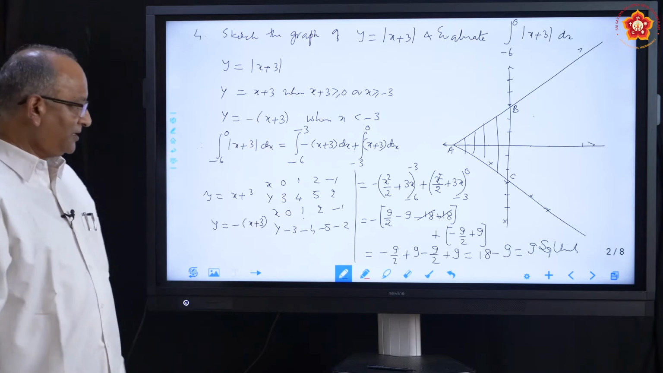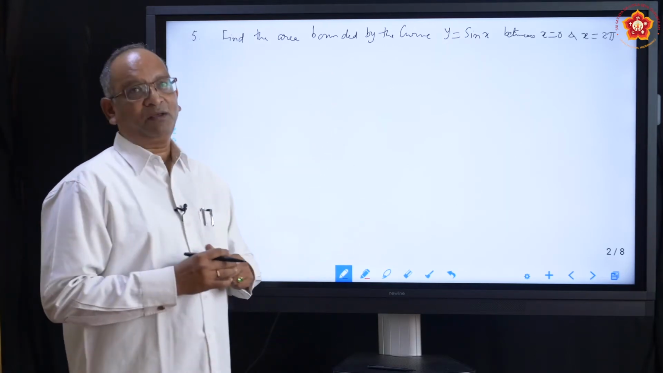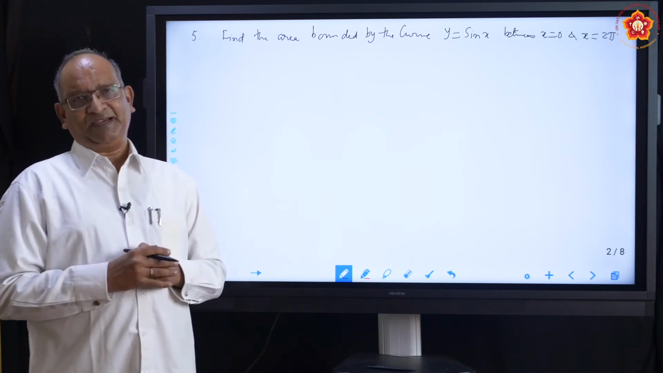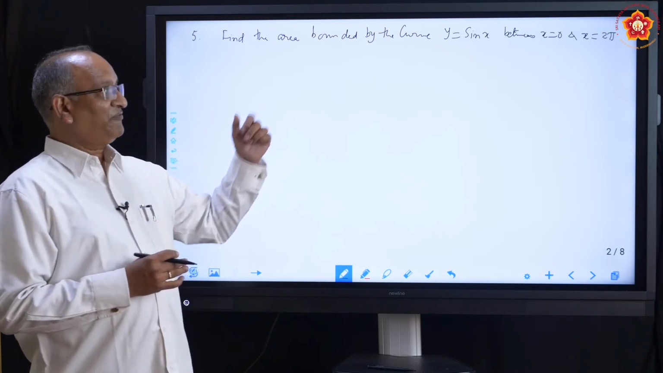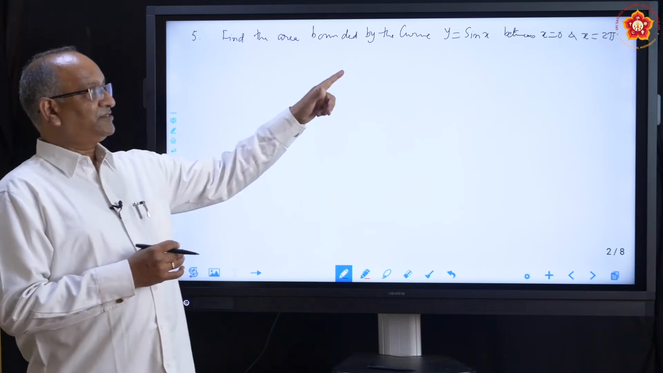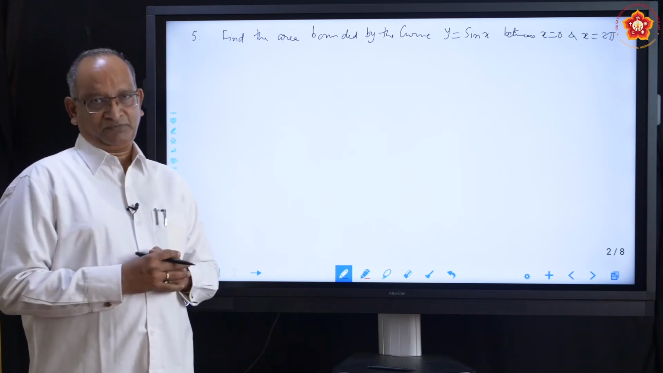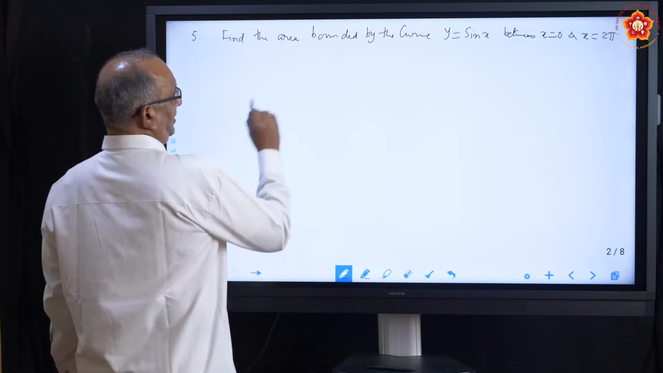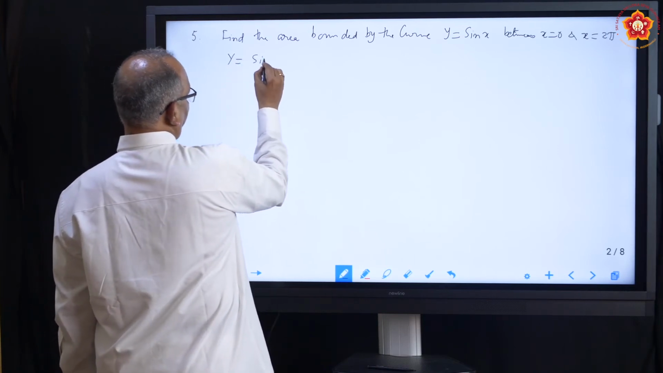From here we move on to the next problem. Yes, let us take up this as a new problem. New in the sense, till now all the functions which we have dealt with, most of them were polynomial functions. Now for the first time we have a trigonometric function, and the limits are 0 to 2 pi. So first and foremost we need to draw the graph. So how do you draw the graph? Our function is y equal to sin x.